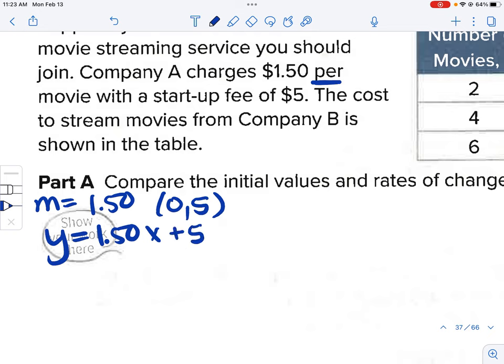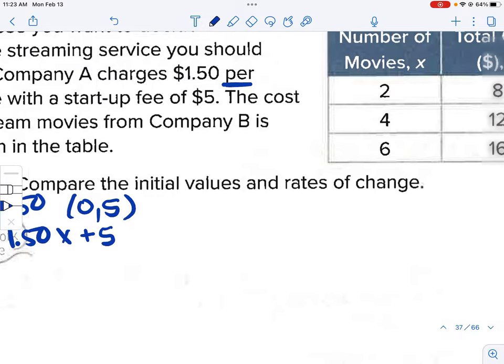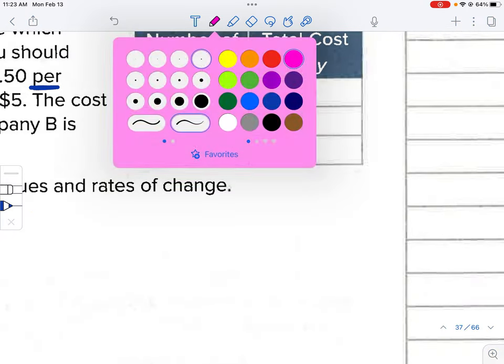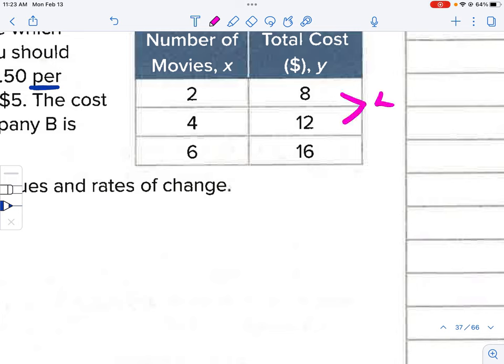That is my equation for that one. Okay, then I look over here and I have company B. So this is going up by 4. This is going up by 2. So that means my slope for this one is 4 over 2, which is 2.